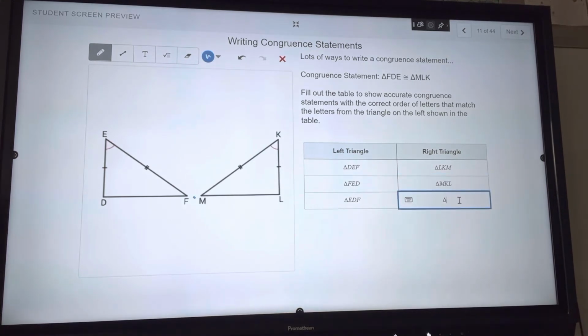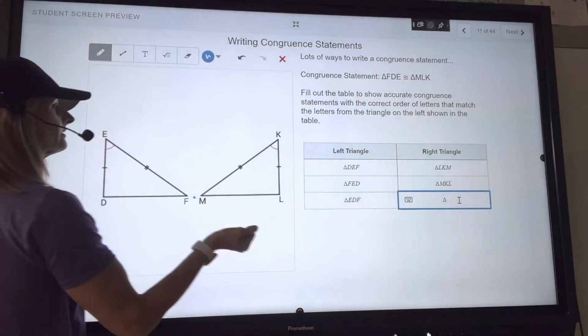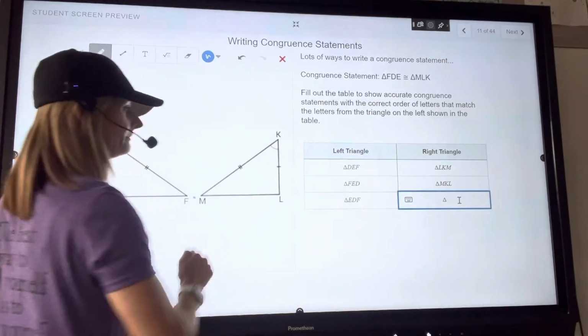And the last one, EDF, KLM. How are we doing?